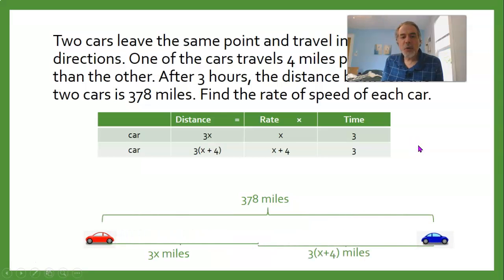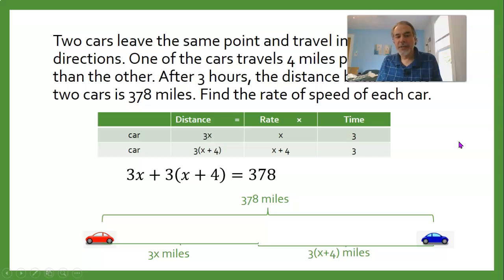Now, where's the equation going to come from? If we add those two distances together, the 3x miles that one car went, plus the 3 times x plus 4 miles that the other car went, that gives us the total distance of 378 miles. So 3x plus 3 times x plus 4 should equal 378. There's the equation. If we solve that equation, we will have our number for x, and then we can easily figure out our number for x plus 4.